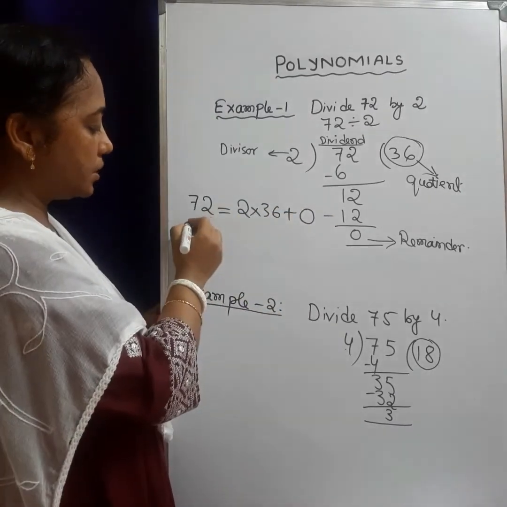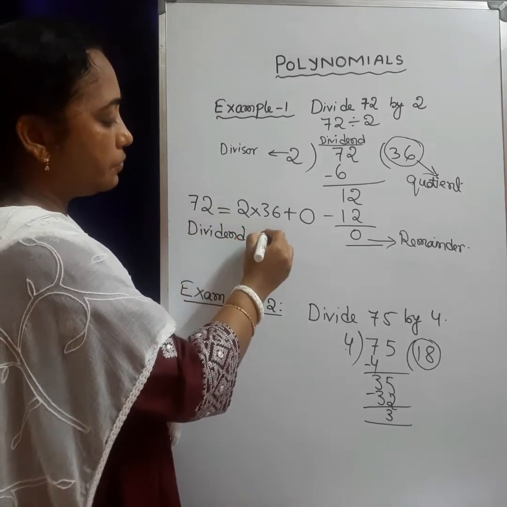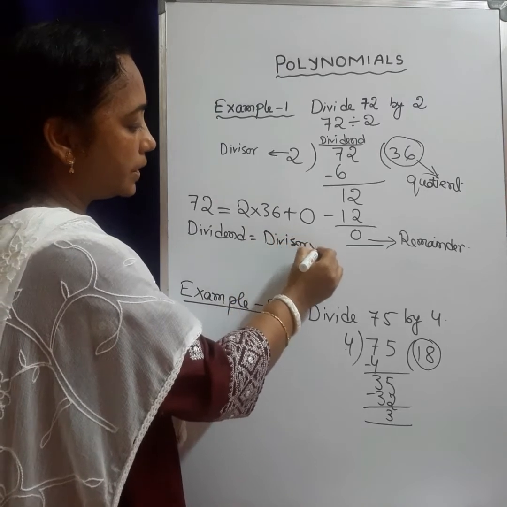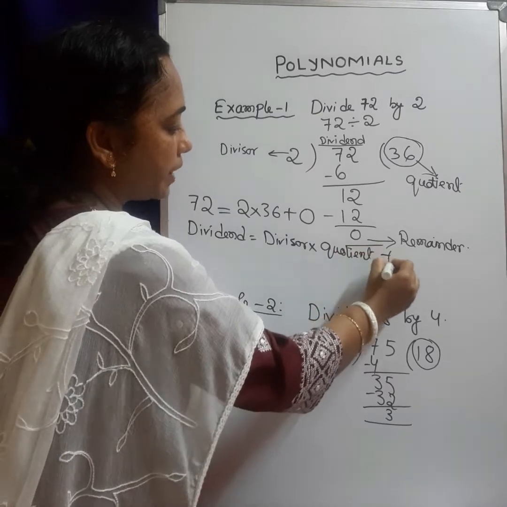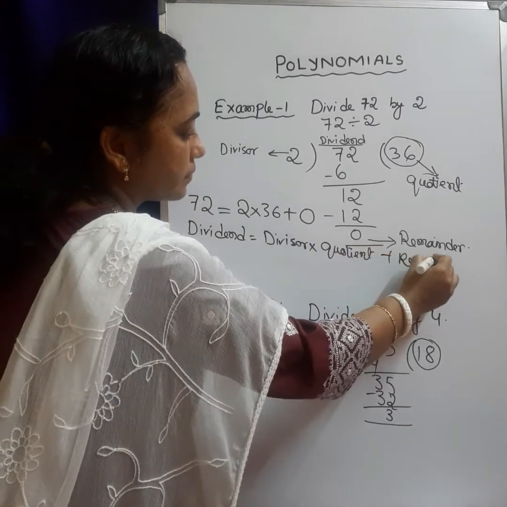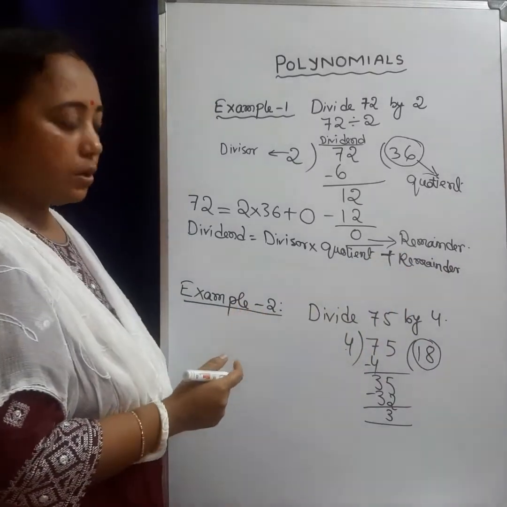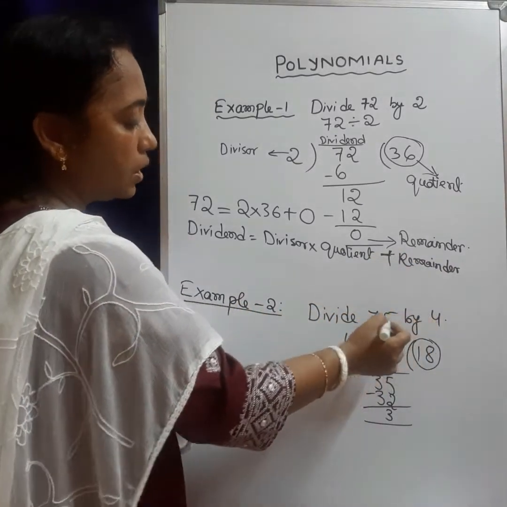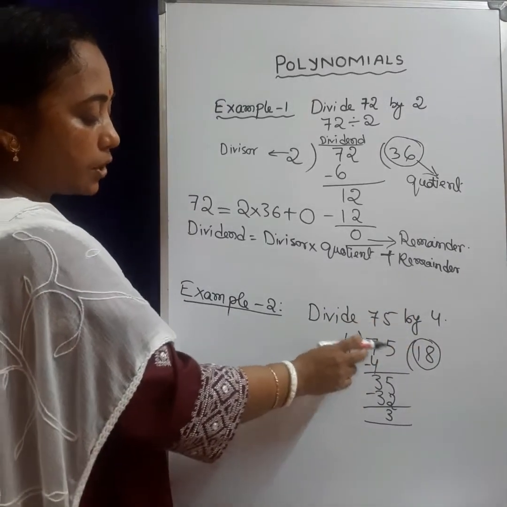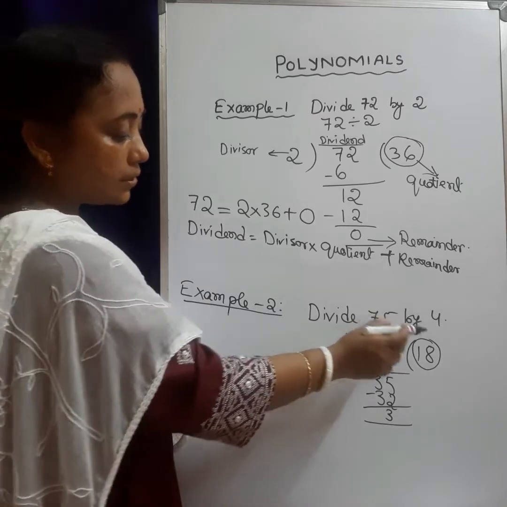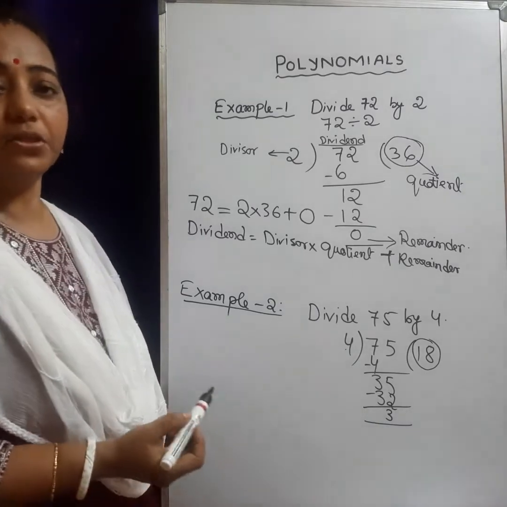So we can write here dividend is equal to divisor multiplied by quotient plus remainder. Now let us see another example when we divide 75 by 4. So here 75 is the dividend and 4 is the divisor. So after doing the division, here we get the quotient as 18 and the remainder here we are getting 3.